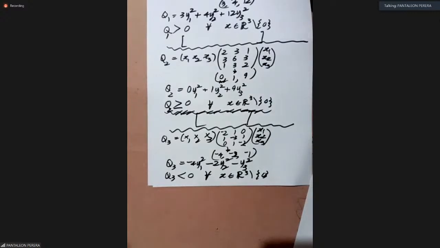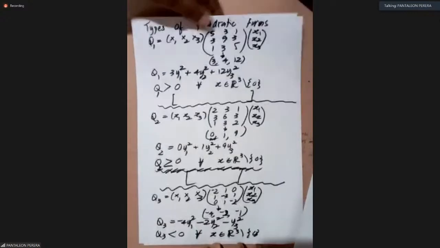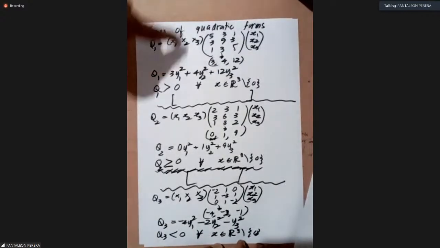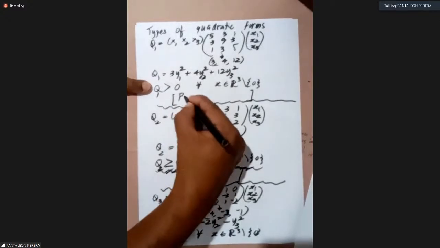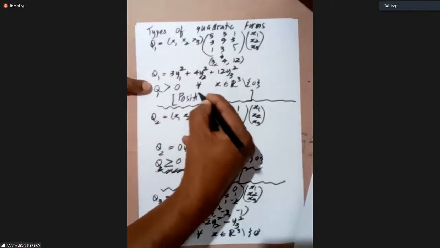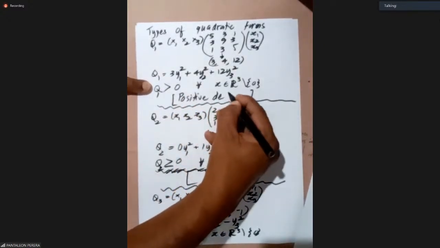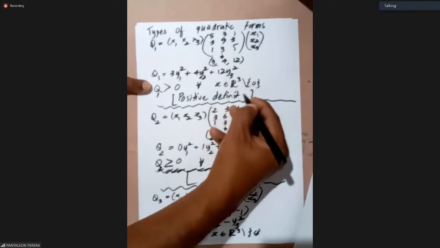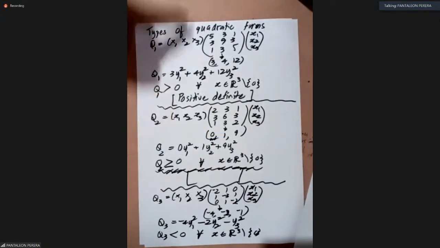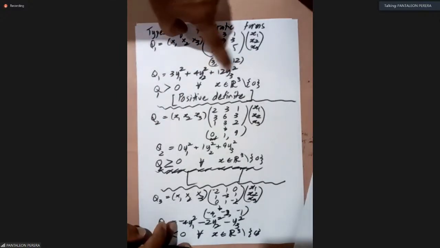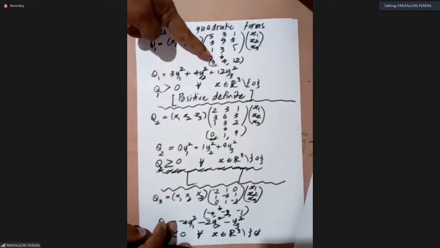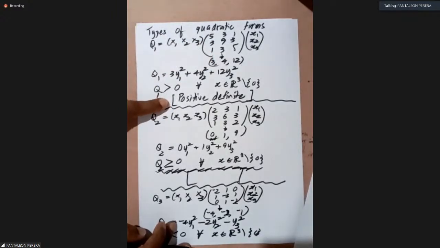Now we'll investigate the names of these three. Here, all the eigenvalues are positive, right? And this is also positive. That's called positive definite. You don't have to go through all the process to determine whether it's positive definite. Once you know the eigenvalues, if all the eigenvalues are positive, it's positive definite.